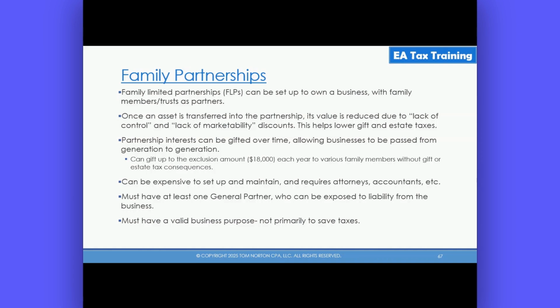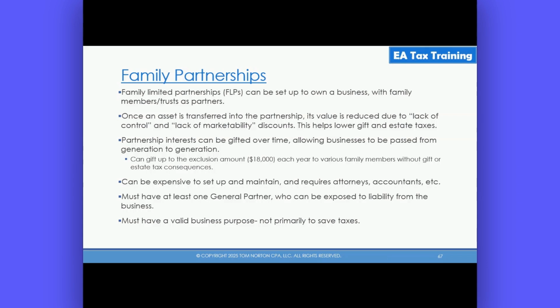And then finally, you do have to have a valid business purpose. So when the IRS comes and looks at this, if you just did this just to avoid taxes, they will just act like it never happened. They will ignore it, and they will tax everybody as if this family partnership did not exist. So again, very complicated, very expensive. This is not something you are going to do on your own.